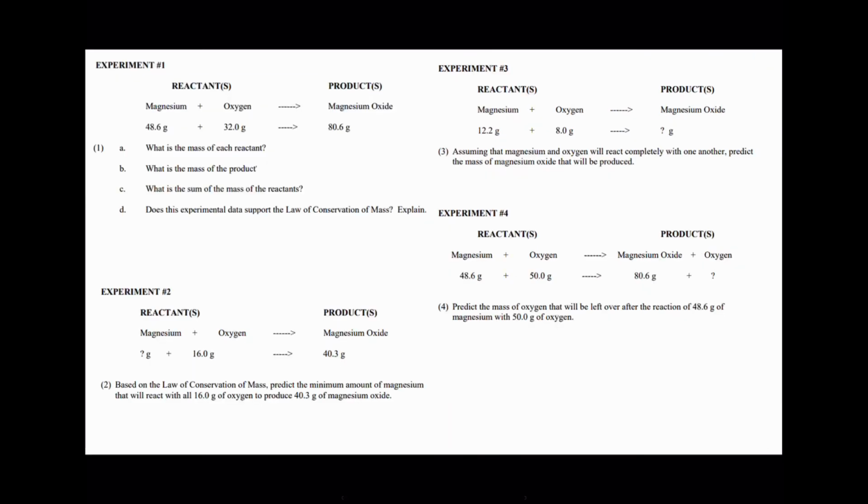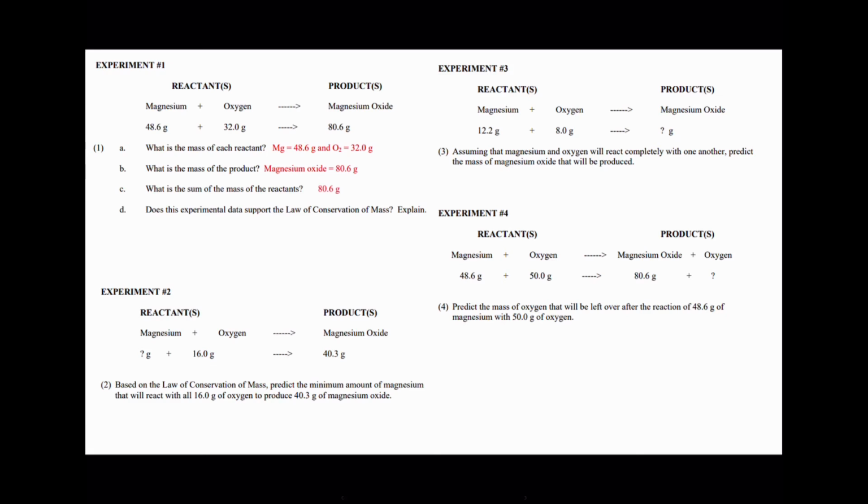So for the very first question over here, what is the mass of each reactant? Just simply state the masses in this case. What is the mass of the product? The mass of the product is going to equal 80.6 grams. What is the sum of the mass of reactants? Sum means addition, so just add these two together.